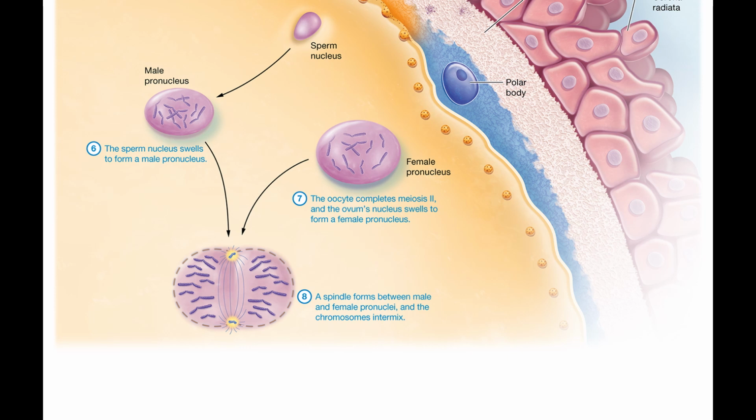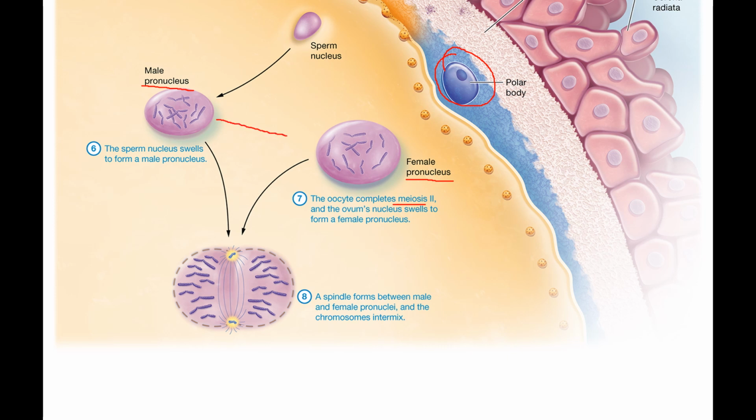So now we have a male pronucleus. At the same time, the oocyte is triggered to complete meiosis II and eject this polar body. And you can see in this image it is still attached. Normally, it may just be pushed out and secreted altogether. At the same time, the nucleus of the ovum swells and forms a female pronucleus.